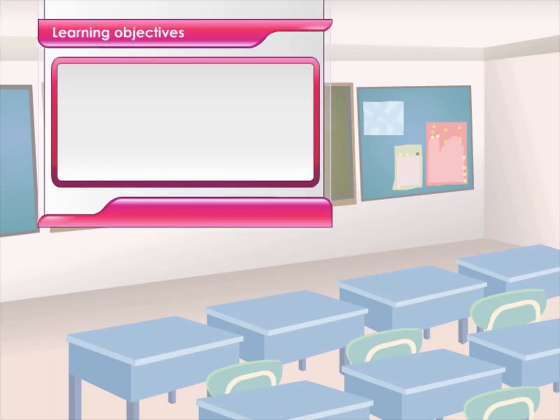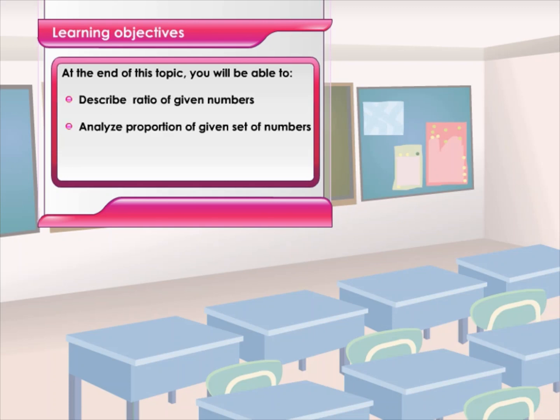Learning objectives. At the end of this topic, you will be able to describe the ratio of given numbers, analyze proportion of a given set of numbers, and understand the unitary method.